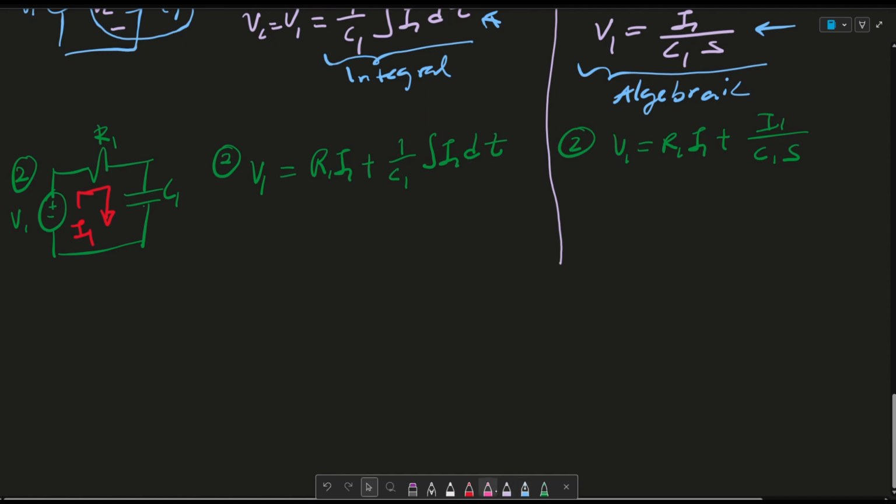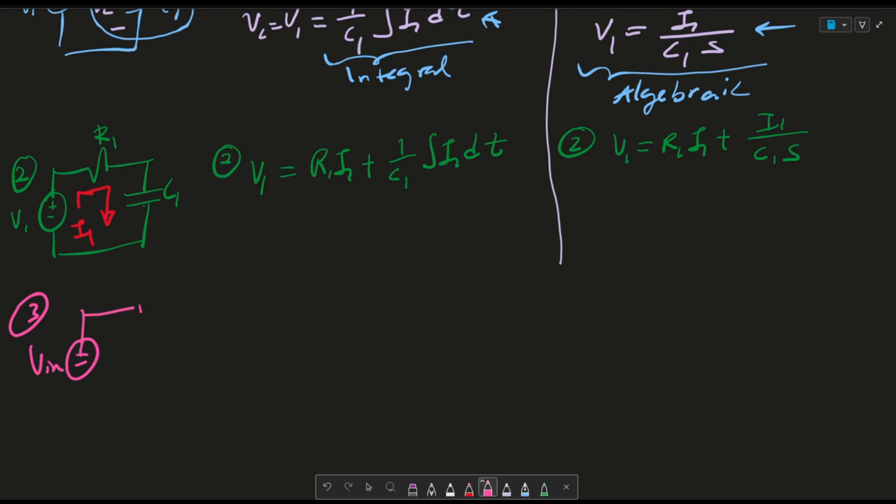All right. Let's take our last example, or our last circuit. It's a similar circuit, but this time we're going to solve for V out. So this is C1. This is V out. This is R1. And we have a current I1 flowing through it. Let me go ahead and solve for I1.